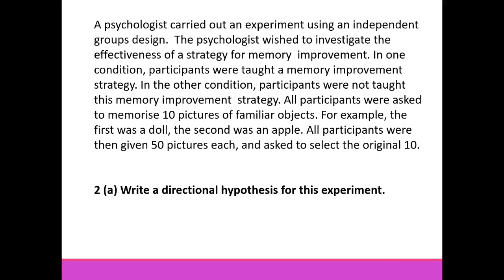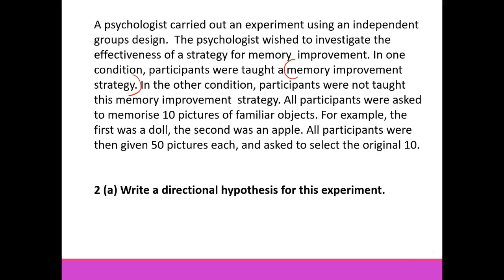So now we're going to look at an exam question, and first off we need to identify the IV and the DV. A psychologist carried out an experiment using an independent group design. The psychologist wished to investigate the effectiveness of a strategy for memory improvement. In condition 1, the participants were taught one memory improvement strategy, and in the other they were not taught. So our IV here is the memory improvement strategy.